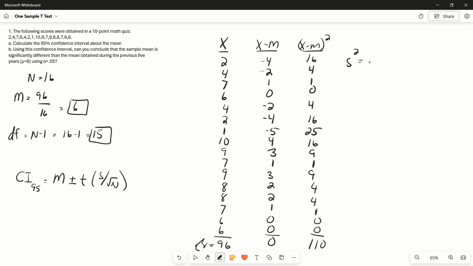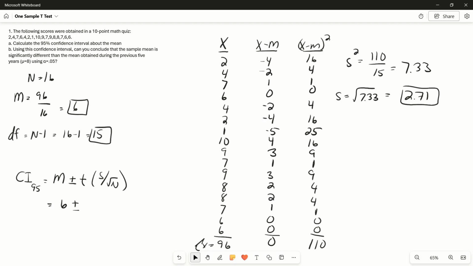So our variance is going to be 110 over n minus 1, which is 15. So the variance is 7.33. Taking the square root of that to get the standard deviation gives me 2.71, which is the value I need. Now we're going to plug in here. Our mean is 6, plus and minus.